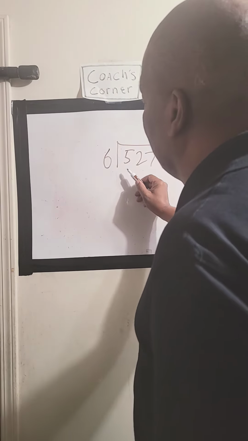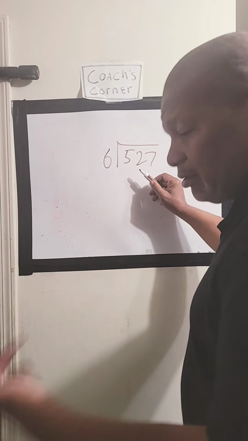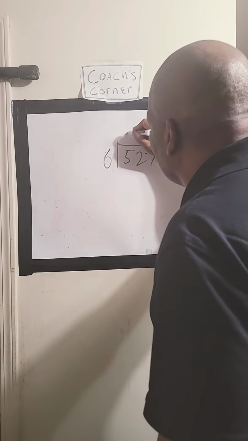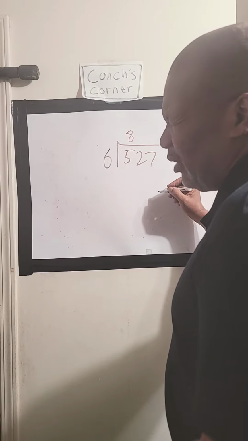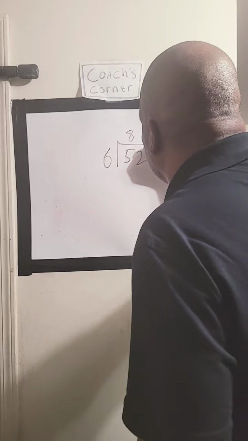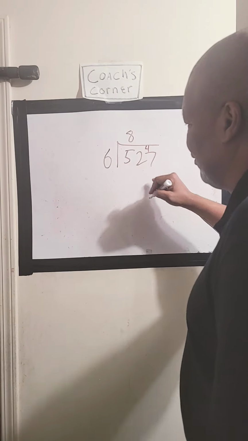It won't, but it'll go into 52 8 times, right? 6 times 8 is 48. So it's 8. That will leave, from 48, that'll leave 4. So we put the 4 over the 7. We haven't used the 7 yet.